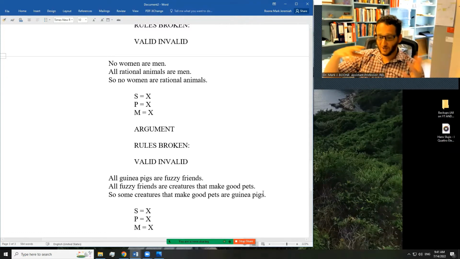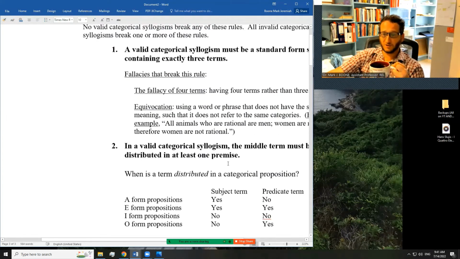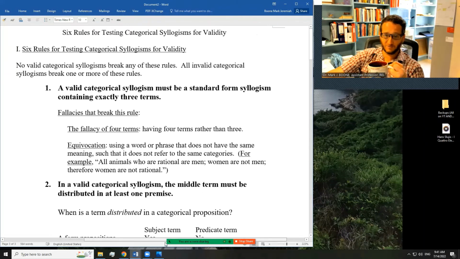How you would test this argument for validity, but how you can treat it as a valid argument, just not technically a syllogism because there's an unstated premise that guinea pigs exist. All right, is that it? Good, that's it with the rules. Good, now let's move on.